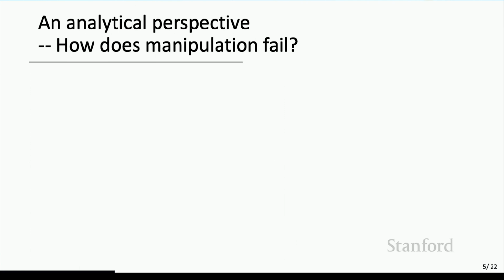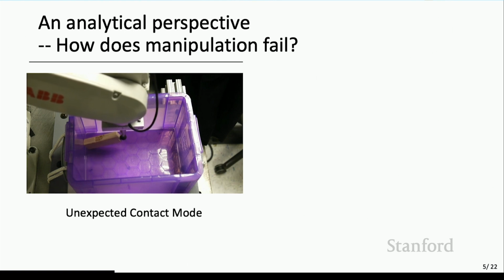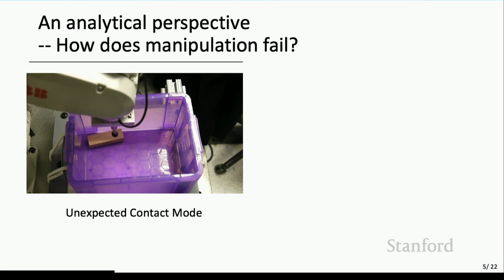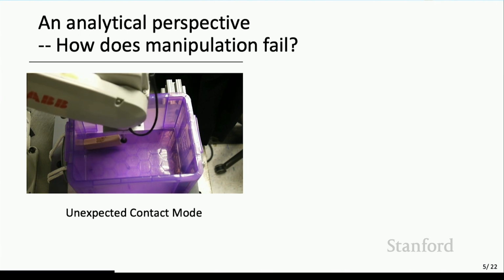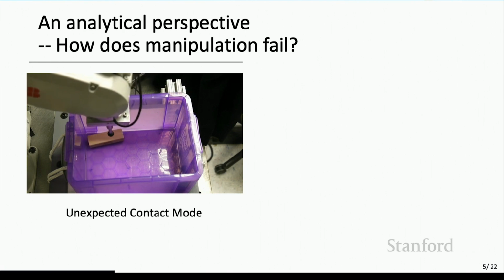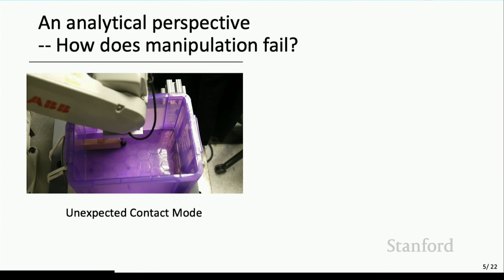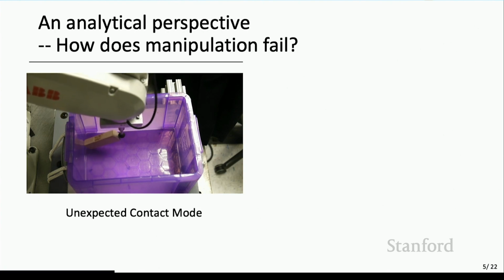Actually we can summarize the failures into two failure cases. One is unexpected contact mode. A contact mode is basically saying a contact point could be either sticking or sliding or disengaging. They're discrete modes. You might be expecting some of them, but for example in this case, if the contact point with the robot suddenly changes from sticking to sliding, that basically marks the failure of the task.